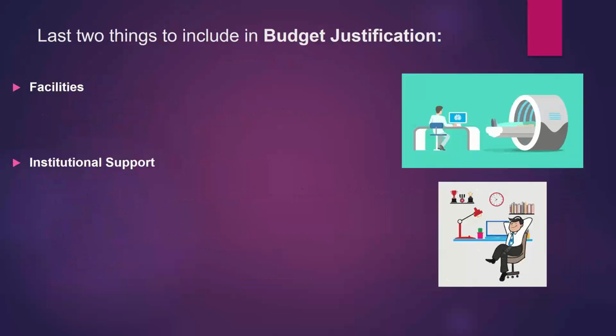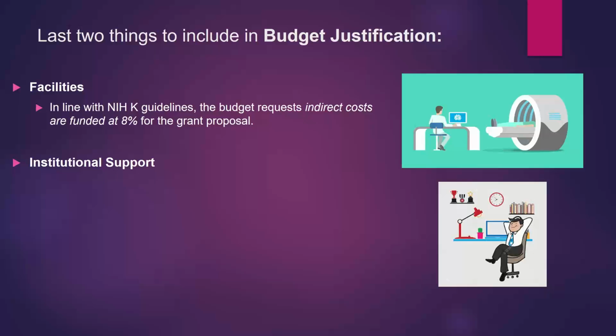The last 2 things to include in your budget justification are facilities. So in line with NIH K guidelines, the budget requests indirect costs that are funded at 8% for the grant proposal. So if your research is done at LIBOR facilities, it gets 8% of your direct costs, and that is termed indirect costs.